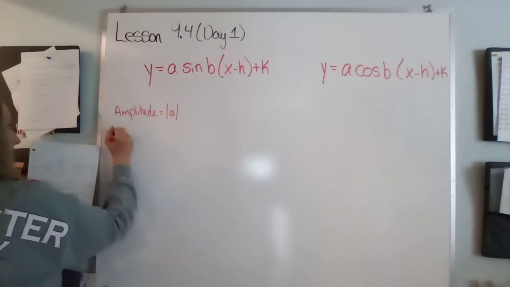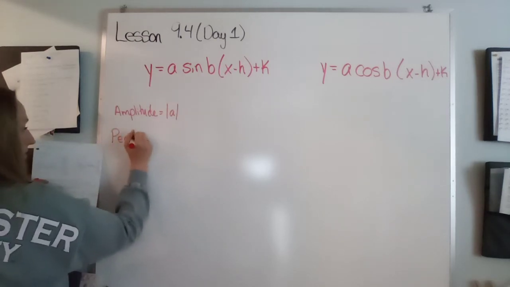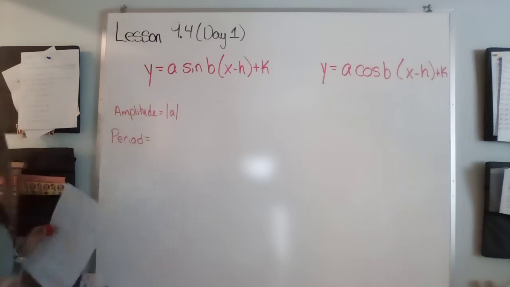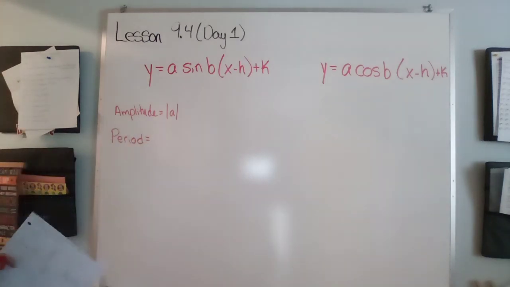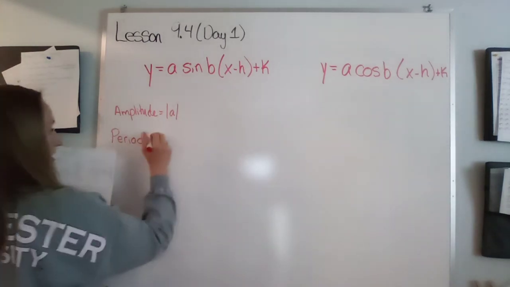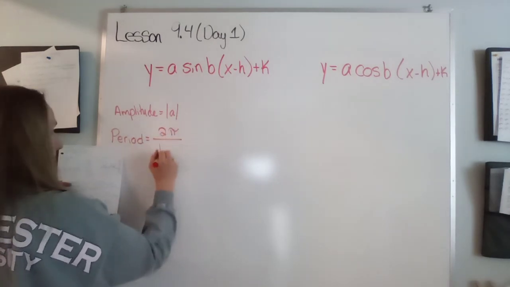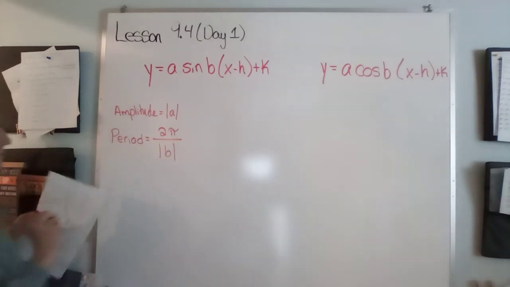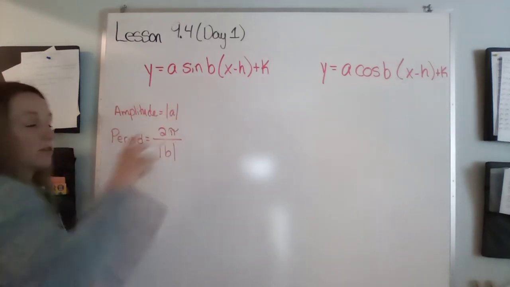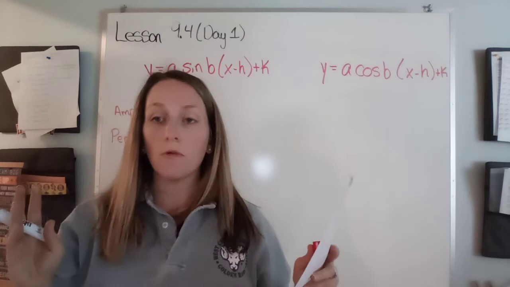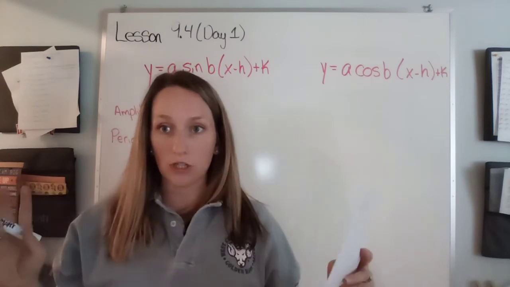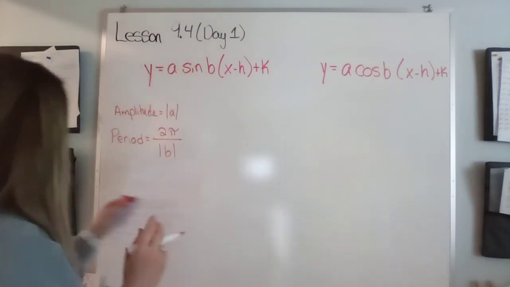Your period, remember I said the period is 2 pi, but if the graph is transformed, then the period is going to be changing as well. And the period is going to be 2 pi divided by the absolute value of b. Okay? Because the b value is going to horizontally shrink or stretch the graph, so that changes the period.